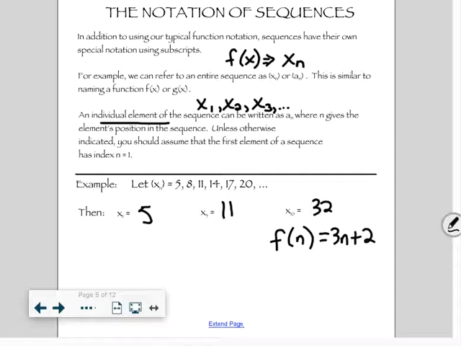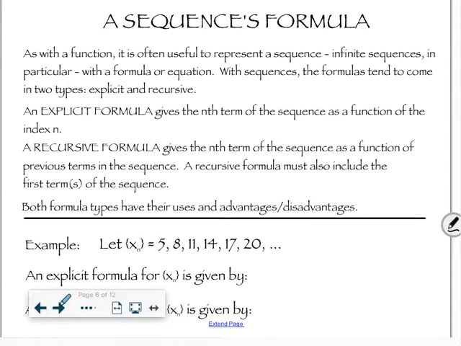All right, so sequences have two types of formulas in general. One of them is called the explicit formula. And the explicit formula gives the nth term. What I mean by that is just like on the last slide. If I wanted the 10th term, I can plug in 3 times 10 plus 2. If I wanted the 99th term, I would do 3 times 99 plus 2. So the explicit formula is super helpful.